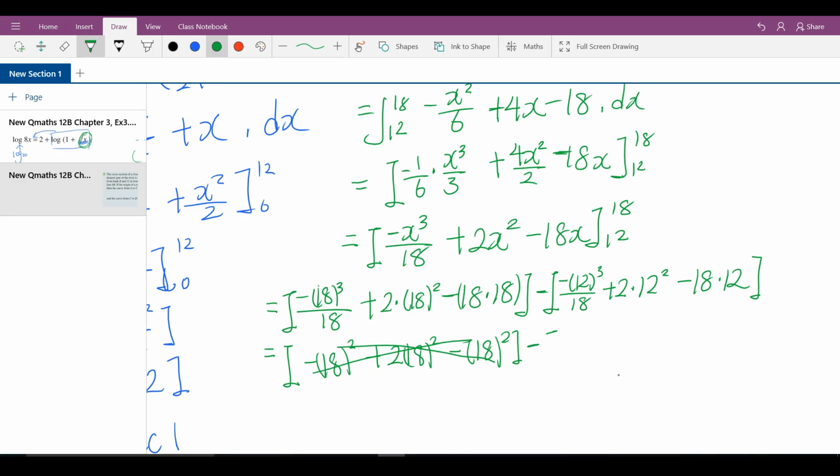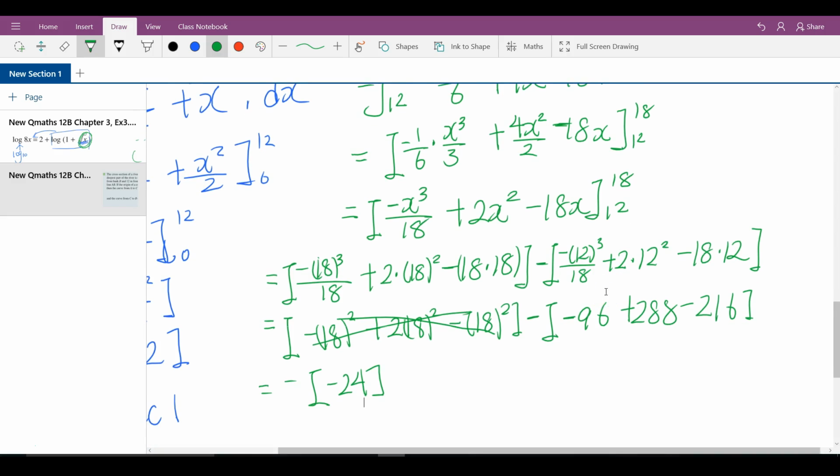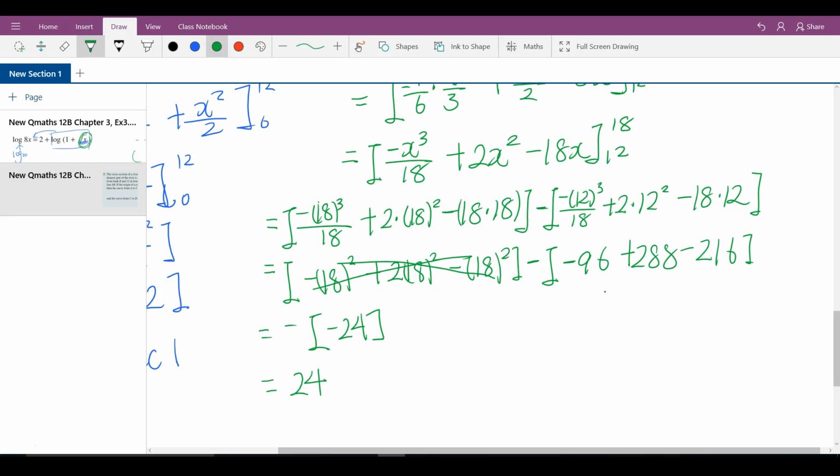0 minus 12 cubed divided by 18, which is 96. So negative 96 plus 12 squared times 2, 288, minus 18 times 12, 216. Let's solve what's inside the brackets. Negative 96 plus 288 minus 216 gives you negative 24. And the negative gives you a positive value, so it's 24 meters squared, and that is section 2 area.